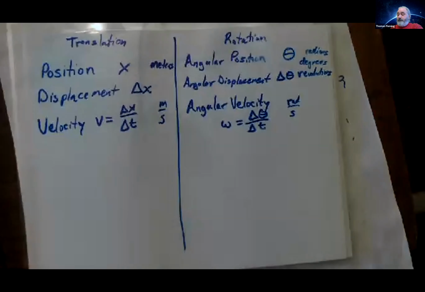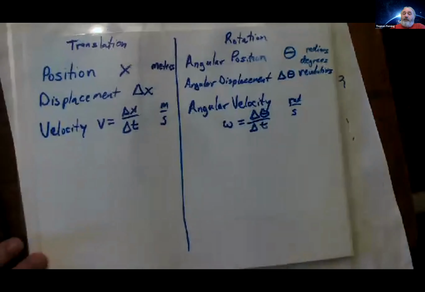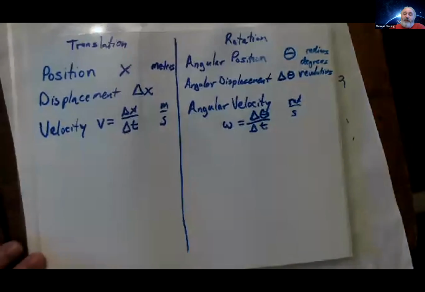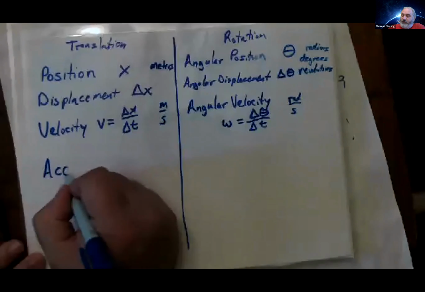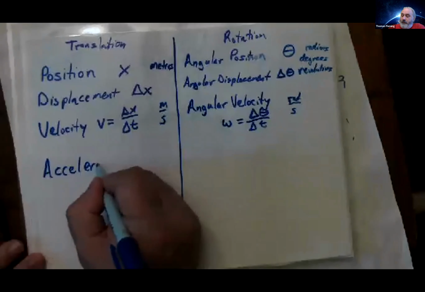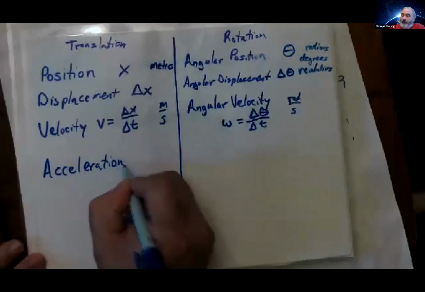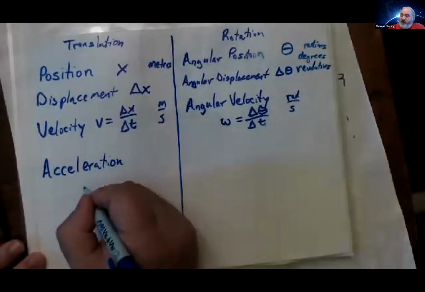Now, after we did velocity back in chapter 2, where did we go next? What was the last kinematic variable that we had to track back in chapter 2? Already bored. Acceleration. Right. Now, what was the definition of acceleration?